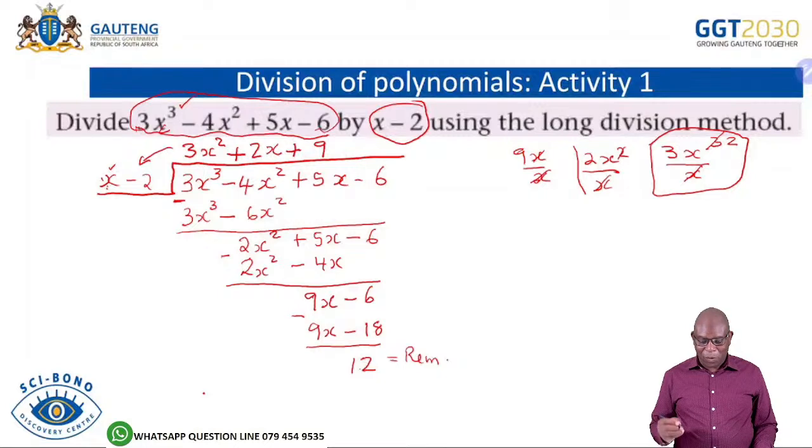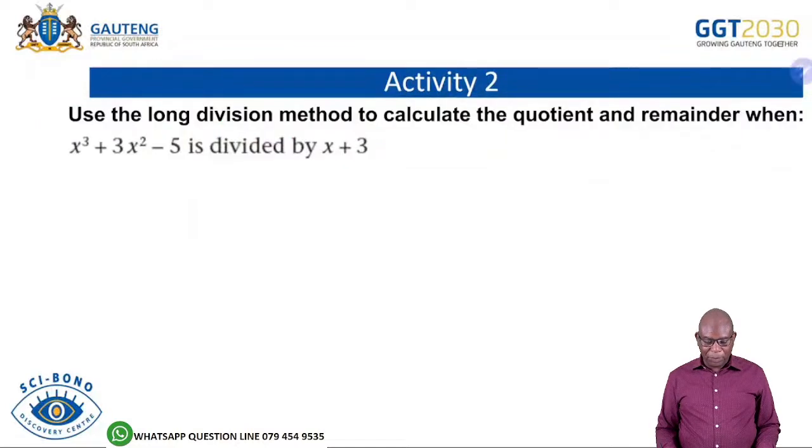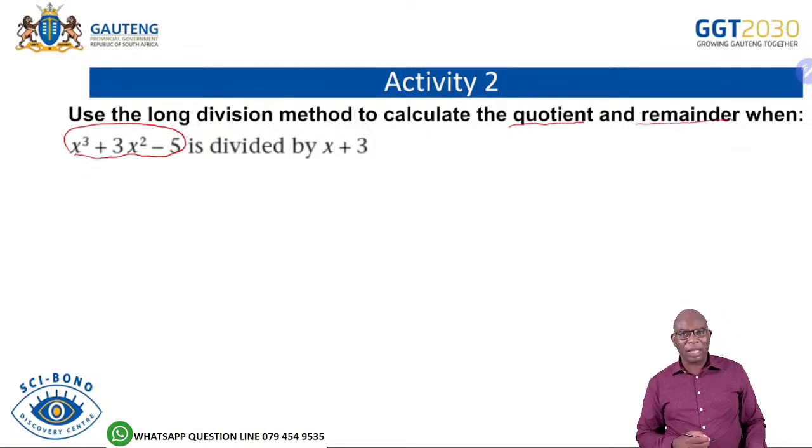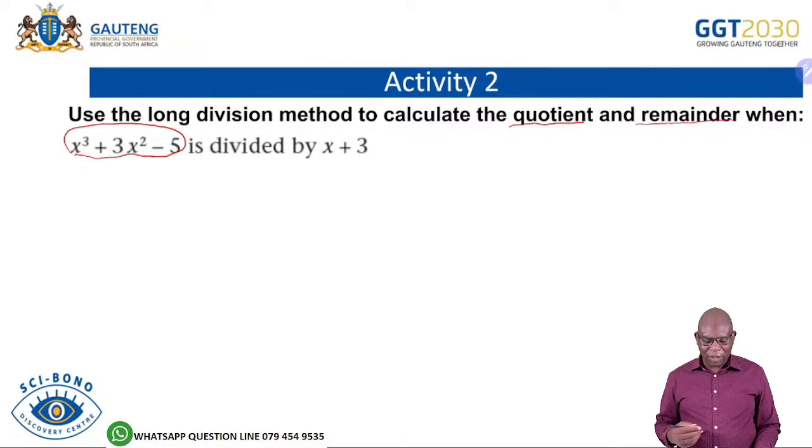Okay, so the next question will still be on that, using the long division method to calculate the quotient and the remainder. So we are having a polynomial here. So here is our polynomial. Now we are requested to calculate the quotient and the remainder. So in other words, I must write down, in the other one I was just dividing, in this one I still have to write the quotient and the remainder.